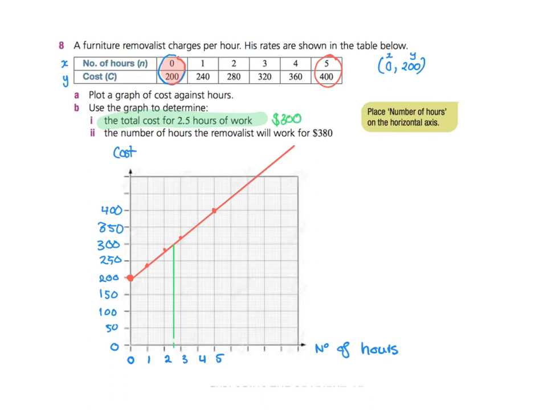And the number of hours a removalist will work for 380. So you go along for 380, which is probably about here. So you go along there, sorry. And then we drop it down. So it's probably going to be something like 4.5 hours. They're just saying a rough estimate here. Because you're reading off the graph, that's okay. If your graph in your books is better, then we'll say 4.5 hours for that one.